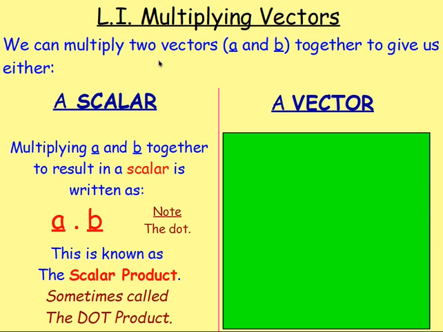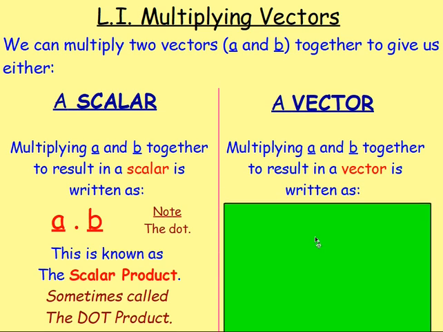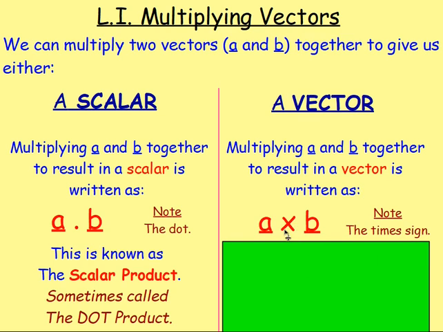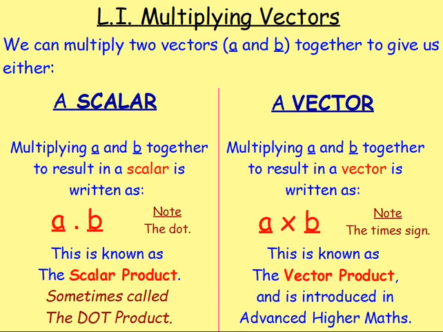What you can also do is multiply two vectors together to result in a vector. The way you write that is a, then your times sign, and then vector b. If you have the times sign, the result will be known as the vector product. However, the vector product is going to be introduced in Advanced Higher Maths, so this is something you do not have to worry about just yet. The only part that comes into Higher Maths is the scalar product, so you're going to have a dot b, and that is what we're going to look at just now.